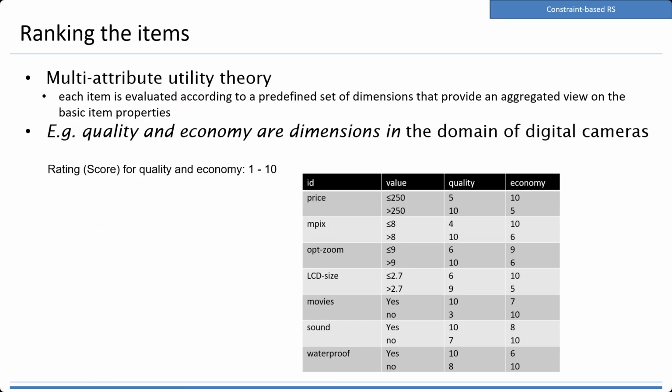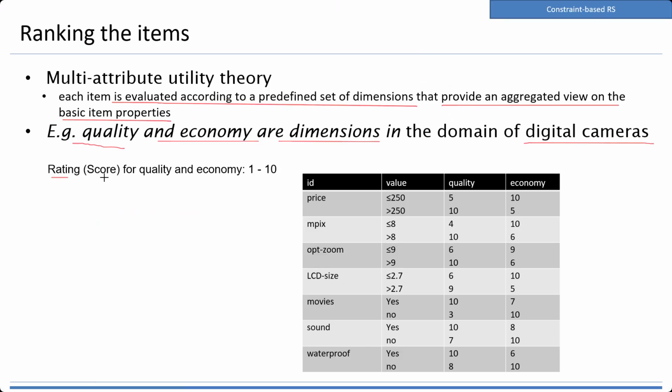For ranking the items, we will use the utility theory. The utility theory means we want to see a predefined set of dimensions that provides an aggregated view on the basic item properties. Let's say I want to buy a digital camera. In the digital camera, we have the knowledge that quality and economy are the dimensions.